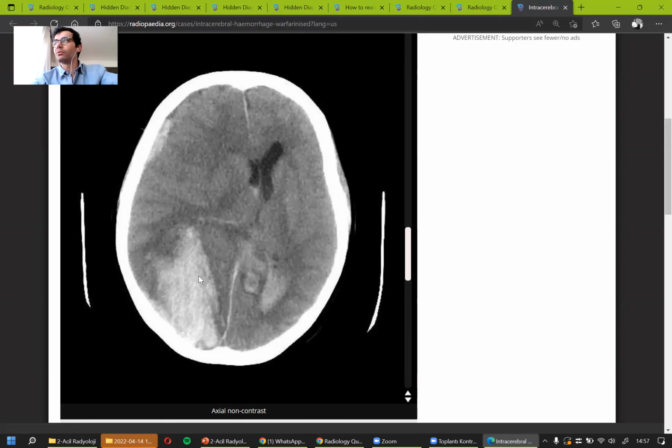Mass, why not? Maybe a big mass. Hematoma and mass and many others like abscess can be caused by that. But this is pretty much bright, actually very bright.